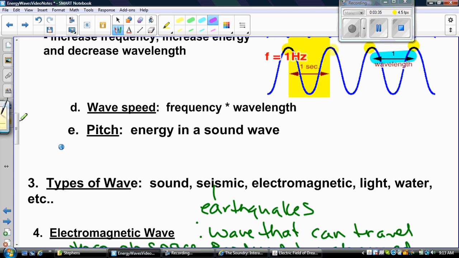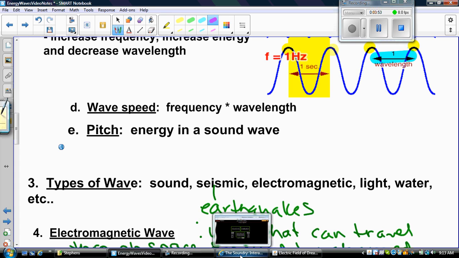Wave speed is basically counting how fast the wave is moving. So you're going to take your frequency and multiply that by wavelength. Okay, pitch also has to do with the amount of energy in a sound wave. So if you have a high frequency sound wave, you're going to have a lot of energy, so your pitch is going to be greater.